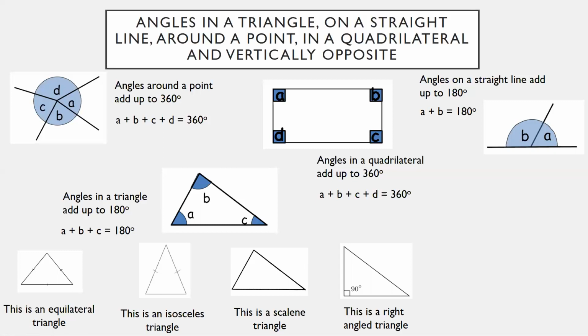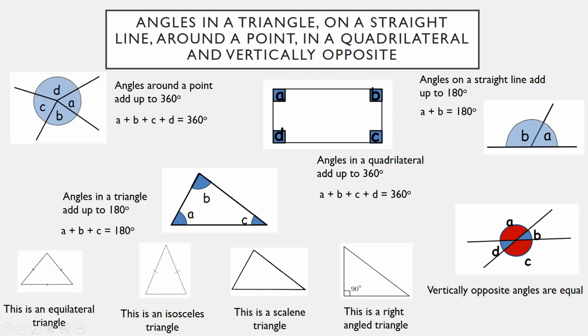And we also have right angle triangles. Remember, they're not going to tell you that this is 90. You've got to remember that this here means 90 degrees in this right angle triangle. And then finally, the last ones we're looking at are vertically opposite angles, and they are equal. So A is opposite to C, they're equal, and then D and B are another equal pair.